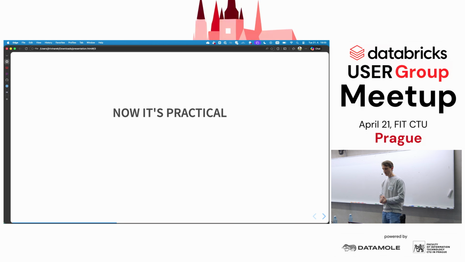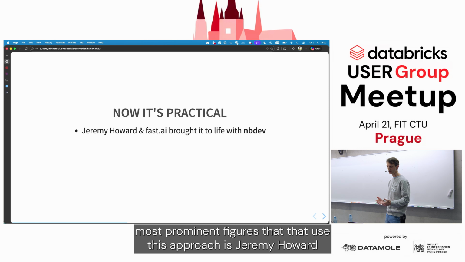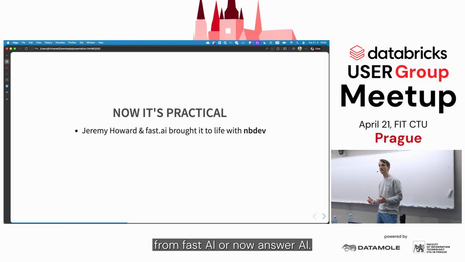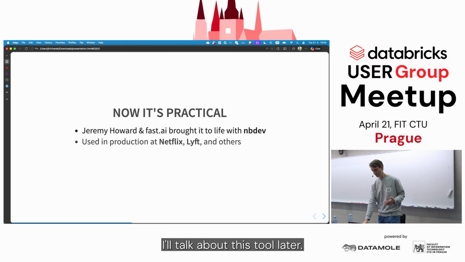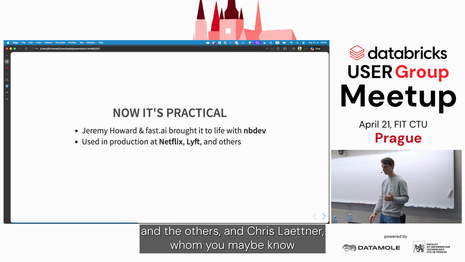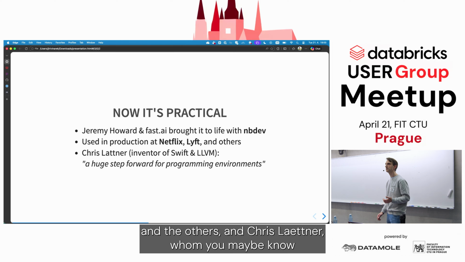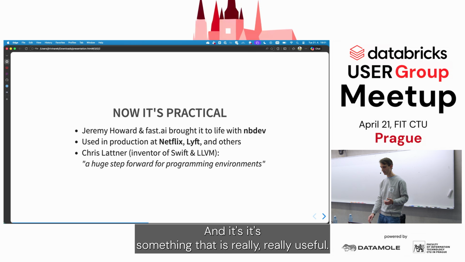One of the most prominent figures that uses this approach is Jeremy Howard from Fast AI, or now Answer AI, and he brought it to life with the use of NBDev. I'll talk about this tool later. This approach as a whole has been used in companies like Netflix, Lyft, and others. And Chris Lattner, whom you may know from Swift or as the author of LLVM, said that this is a huge step, and something that is really, really useful.